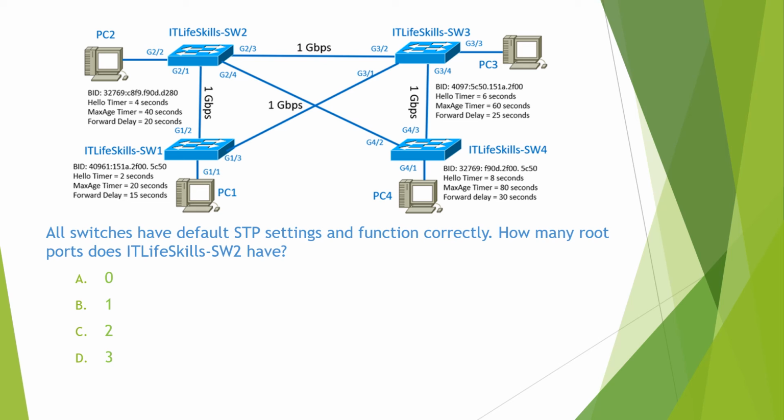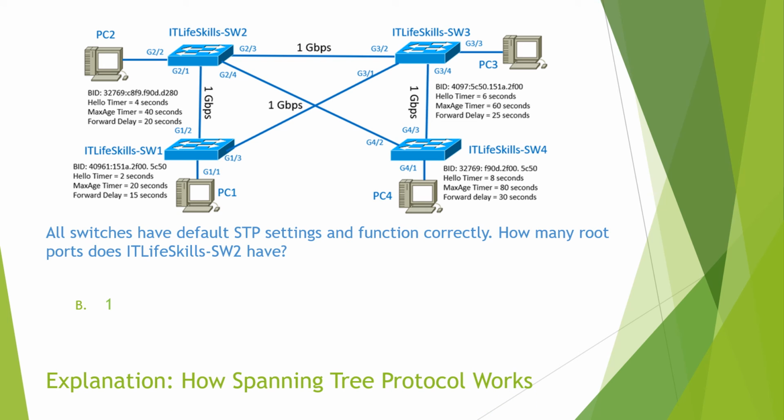To answer this question, we need to remember that in a spanning tree, the root switch has no root ports, and the non-root switch has only one root port. So we need to figure out the root switch. In this network, IT Live Skill Switch 3 is the root switch because it has the lowest bridge priority. Therefore, IT Live Skill Switch 2 has only one root port, and the answer for this question is B. You can find the detailed explanation for this question in the video, How Spanning Tree Protocol Works.